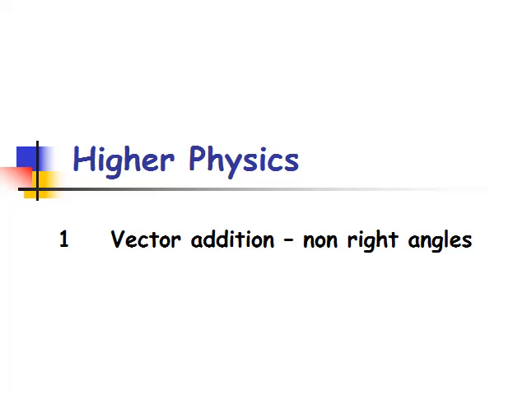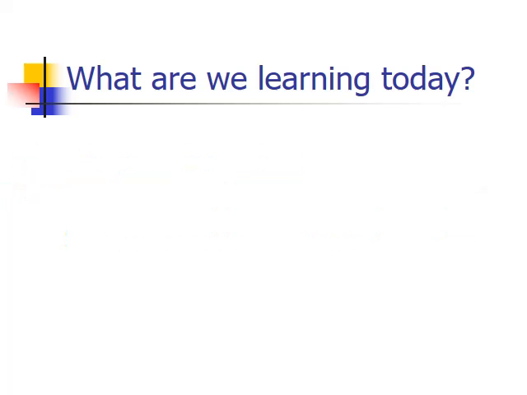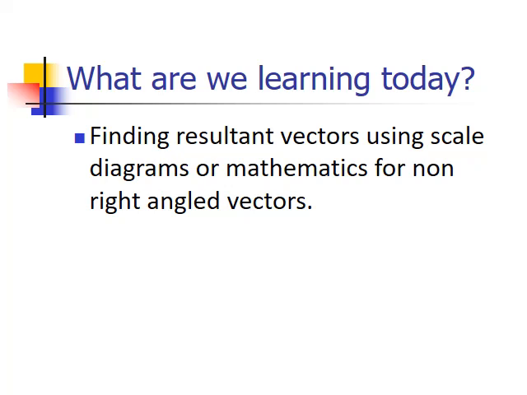Welcome to this Office Mix on vector addition. This is the second one in the Our Dynamic Universe section on vectors. What do you need to know? Well, you need to be able to find resultant vectors either using a scale drawing or using mathematics, but when there are not right-angled triangles, I would recommend a scale diagram.